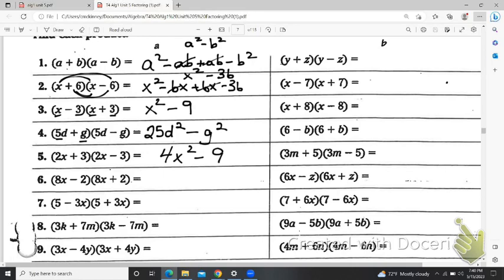Okay, now if you see number 5, did you try it first? If not, pause me so you can try it first and have a good way to check and see if you're on the same page.